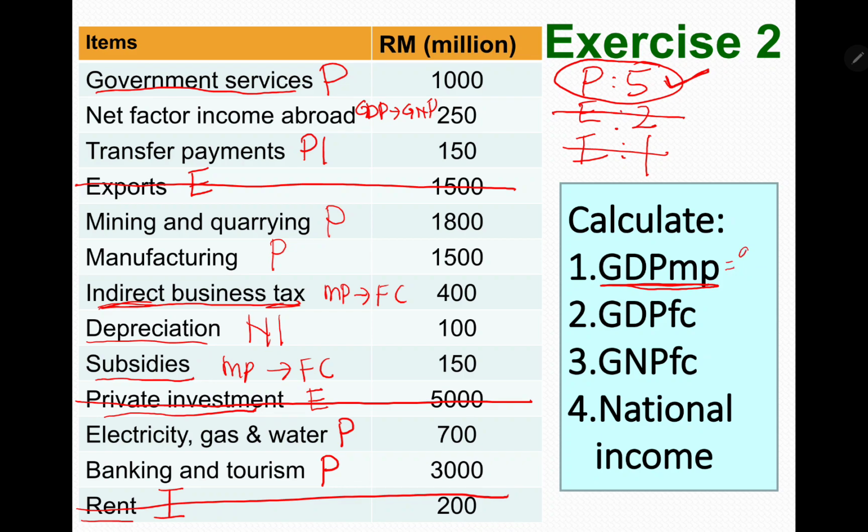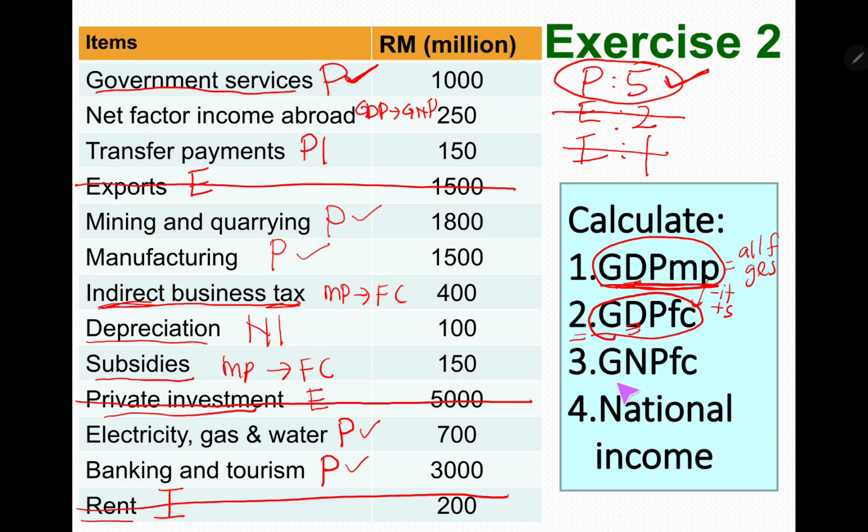So you use the formula: all final goods and services, and all items that you have denoted as product, you add them all, and you will get your GDP at market price. To answer question number 2, compare with number 1. This is GDP, this is GDP. So do not adjust this. Just adjust this one. MP to FC, minus indirect tax plus subsidy. So your answer for number 1, you minus indirect tax and plus subsidy, you can get the answer for number 2.